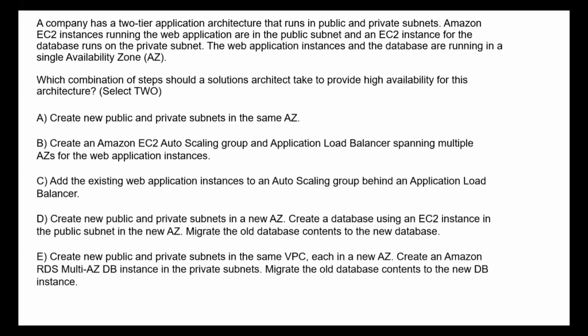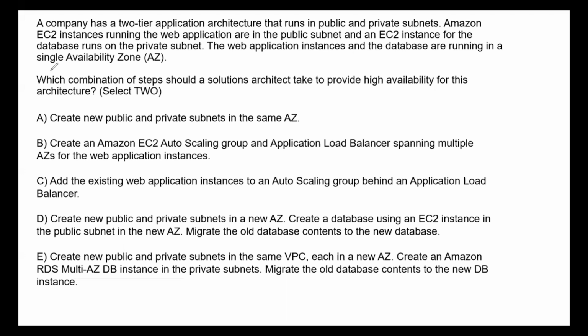A company has a two-tier application architecture that runs in private and public subnets. So EC2 instances running the web application are in a public subnet, and there is a database running in a private subnet. Okay. And they are running in a single availability zone. You can see here, they are running in a single availability zone. Which combination of steps should a solution architect take to provide high availability for this architecture?